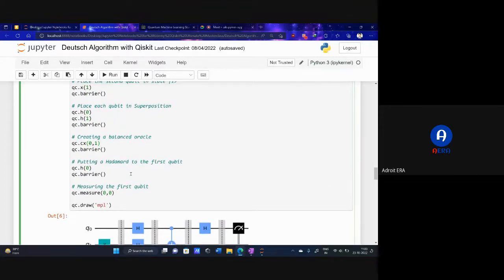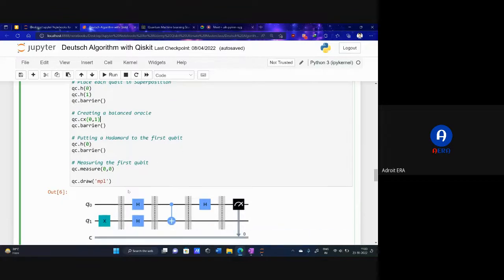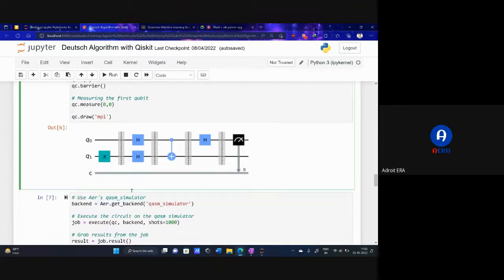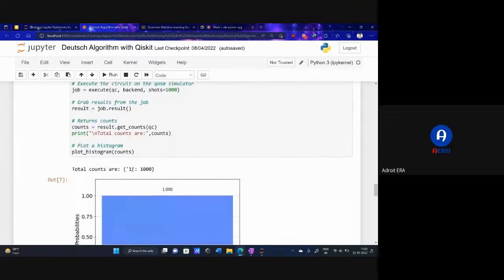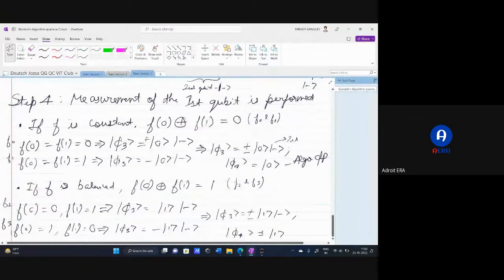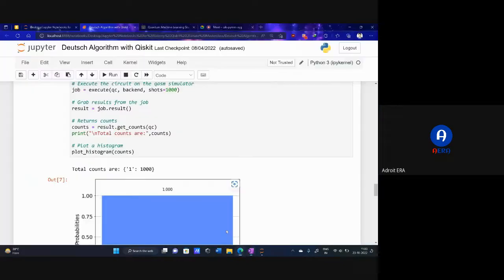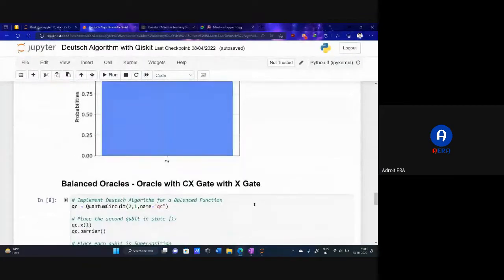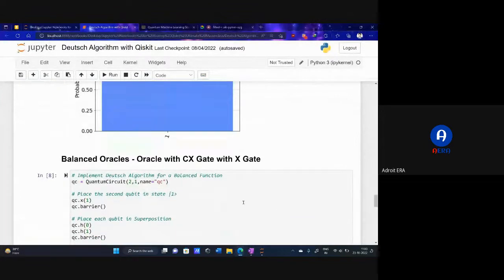Then you apply the Hadamard, and what you are going to see is the state. What is the state? You are going to see ket 1, right? Because we have already seen that the output is ket 1 for a balanced oracle. So we are verifying them one by one. Similarly, the last one is also very easy, CX with an X gate.